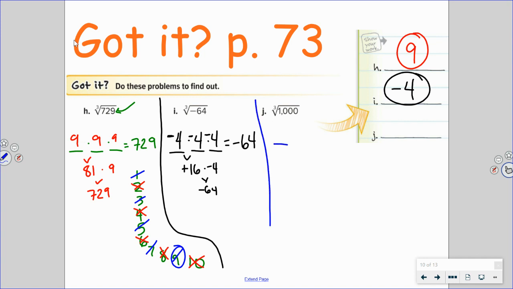Last but not least, you guys probably figured this one out right quick. And that is going to be 10 times 10 times another 10. Just write the 10. That is the cube root of 1,000. Folks, we're going to move on.